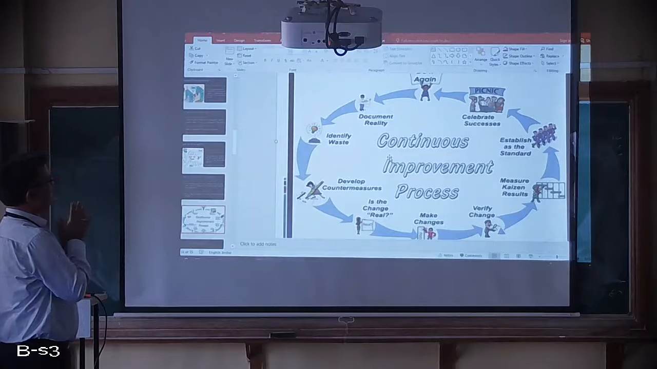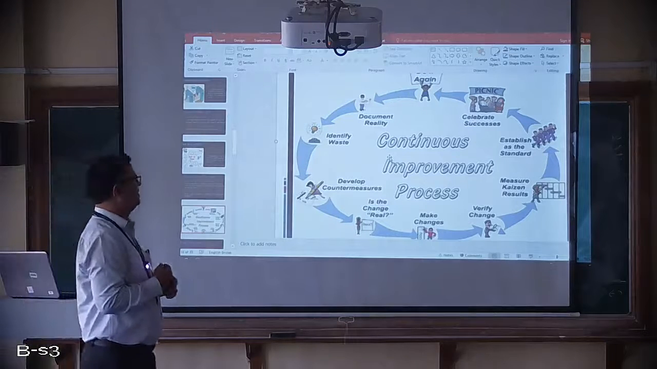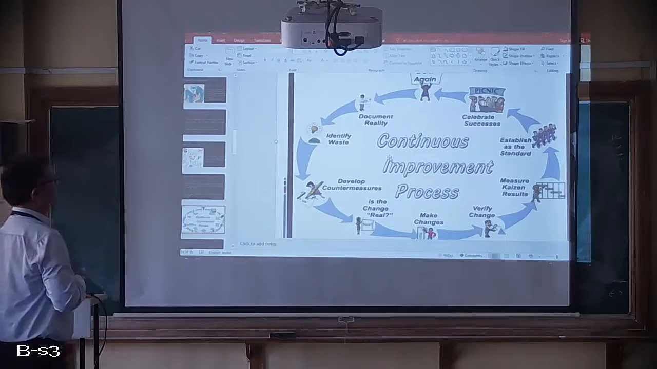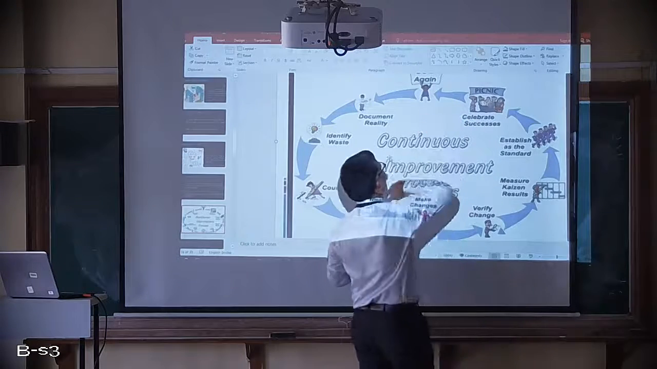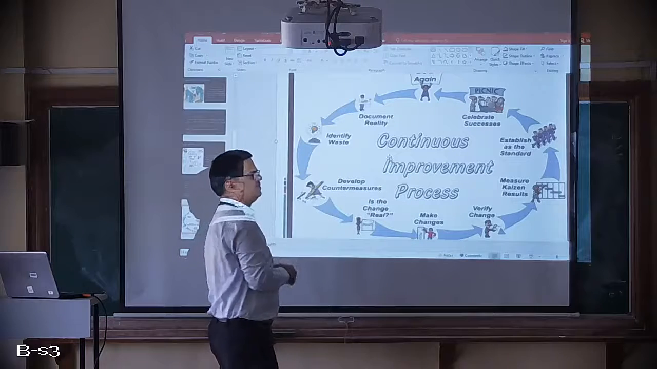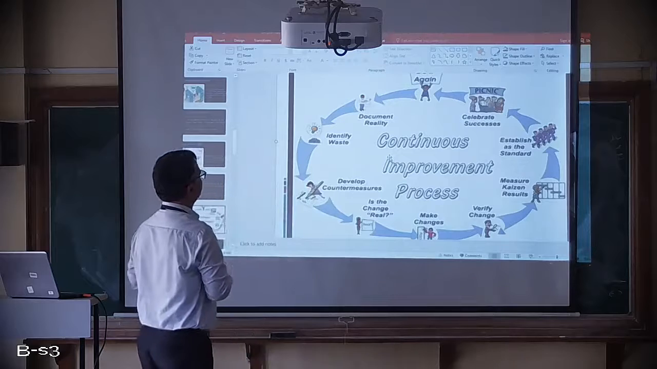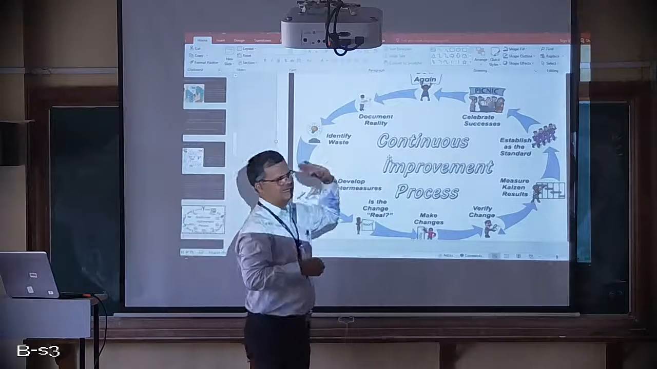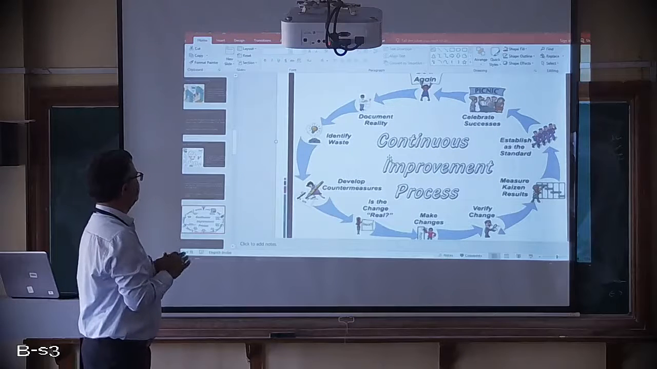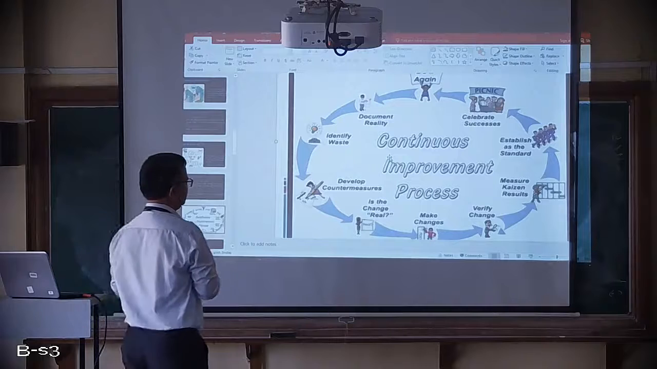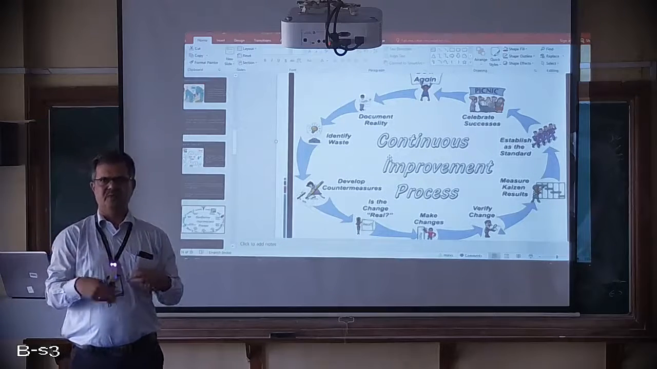When they celebrate success, that means after everything is done as per their requirement. If it has failed, then do it again. So that's the last step, celebrate success. We start here with document reality, where you are right now, and then identify the waste. To do some improvement, we should know where to start, which improvement is supposed to be done.